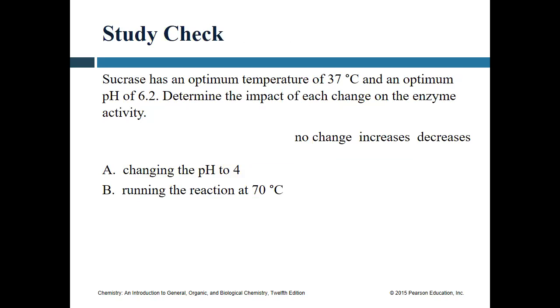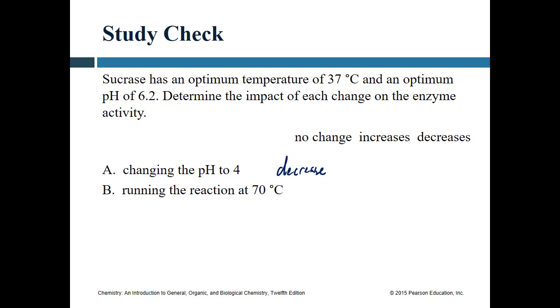All right, let's take a review piece here. Sucrase has an optimum temperature of 37, optimum pH of 6.2. What would happen if we run the enzymatic reaction of sucrase at these conditions? It would be decreases for both. You're right. So if we change the pH to 4, that is considerably more acidic than 6.2. We're going to see a decrease in the enzymatic activity, possibly all the way down to 0, depending upon just how dangerous that pH is for the tertiary structure of that sucrase.